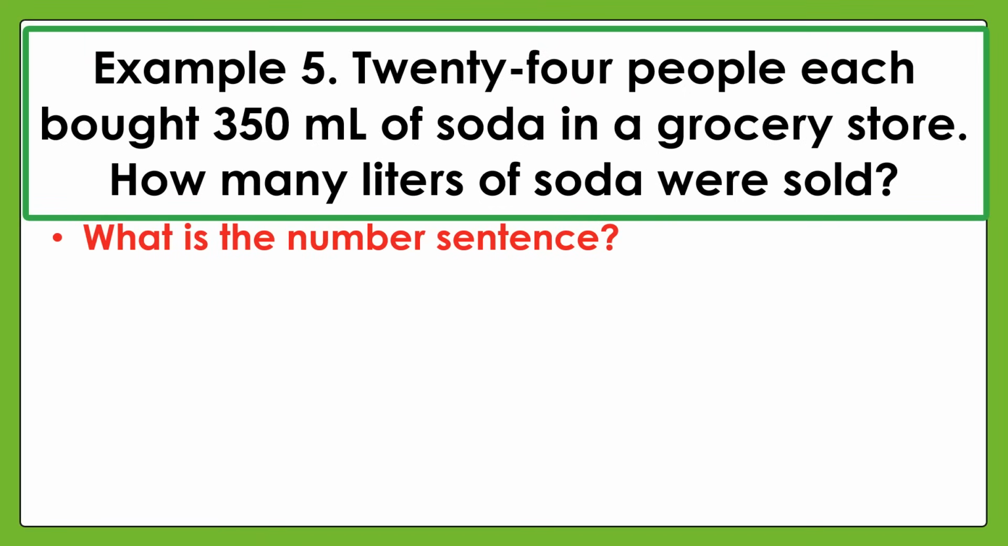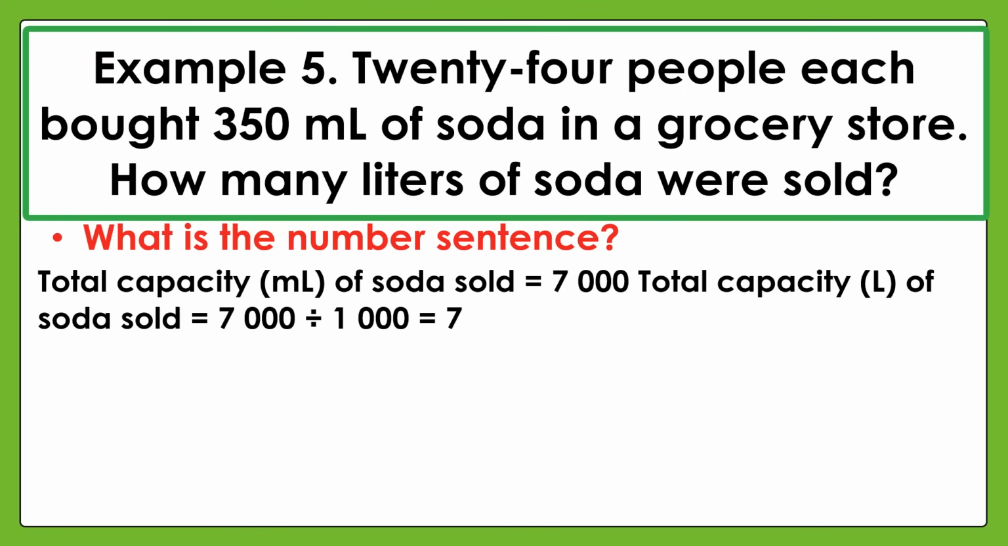Third, what is the number sentence? Total capacity in milliliters of soda sold is equal to 7,000. Total capacity in liters of soda sold equals 7,000 divided by 1,000, which is equal to 7.